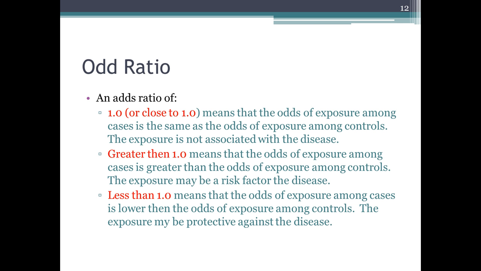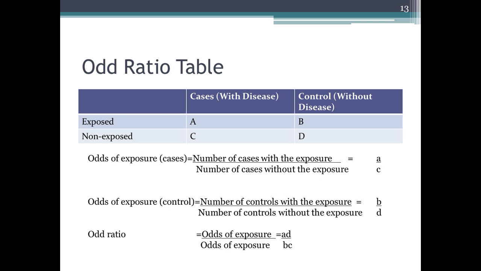However, if it's less than 1, that means the odds of exposure among the cases is lower, and there could be protection against the disease. The exposure may have a protective effect against the disease.